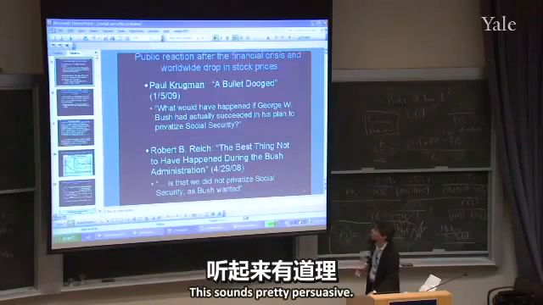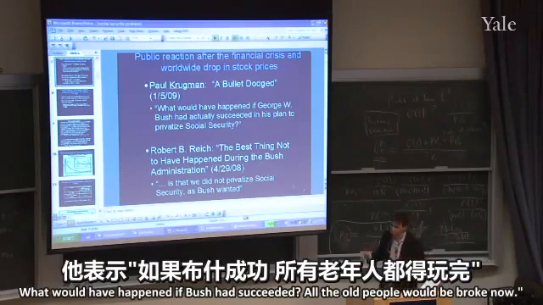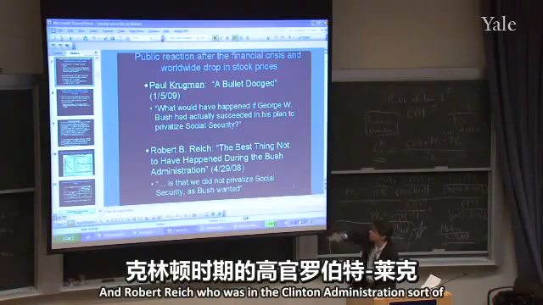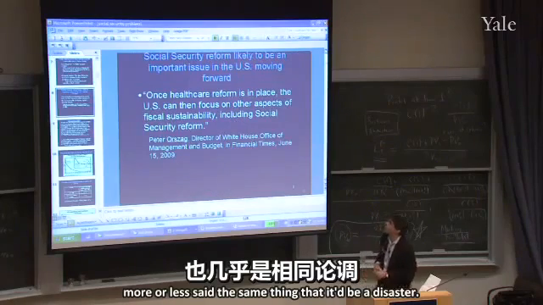Okay, this sounds pretty persuasive. So Krugman wrote a column saying a bullet dodged. What would have happened if Bush had succeeded? All the old people would be broke now. And Robert Reich, who was in the Clinton administration, more or less said the same thing, that it'd be a disaster.